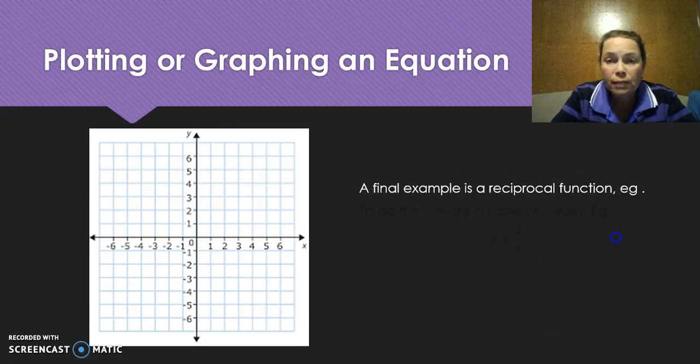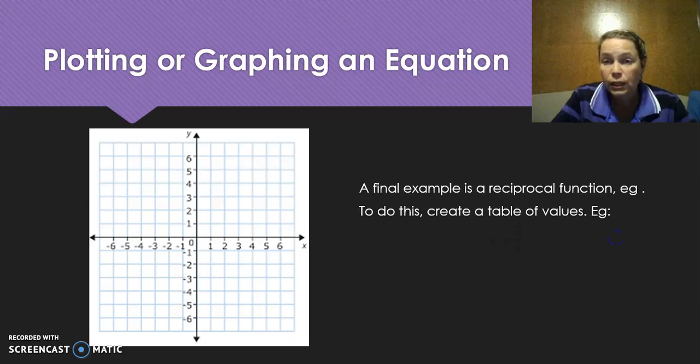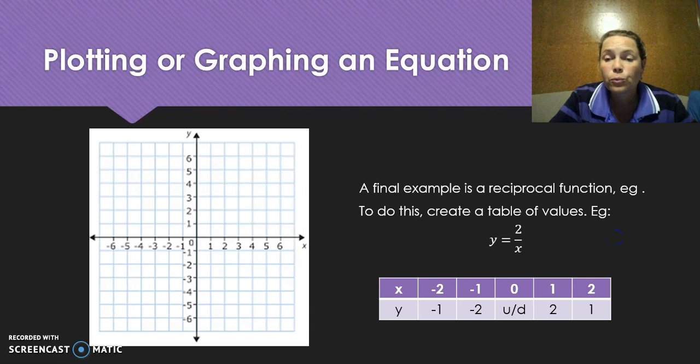For a final example, we can use a reciprocal function. So this is just showing that we can do it with any type of function or equation. Okay, so our table of values. So say our graph is y equals 2 on x. So it's a reciprocal because our x is in the denominator there. So once again, here we've got our values.